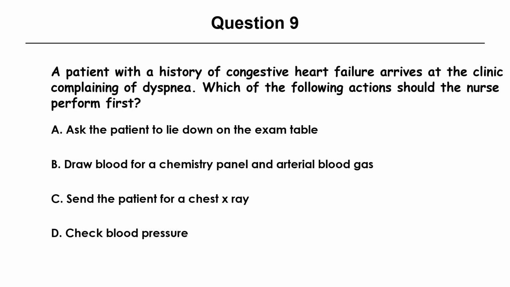Question 9. A patient with a history of congestive heart failure arrives at the clinic complaining of dyspnea. Which of the following actions should the nurse perform first? Option A. Ask the patient to lie down on the exam table. Option B. Draw blood for a chemistry panel and arterial blood gas. Option C. Send the patient for a chest X-ray. Option D. Check blood pressure.